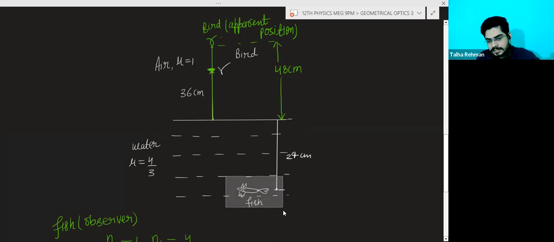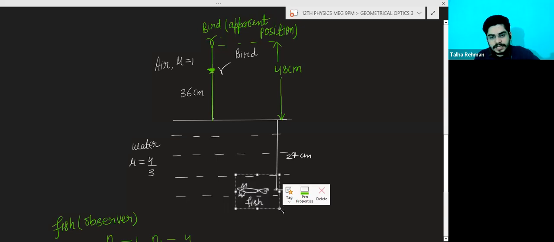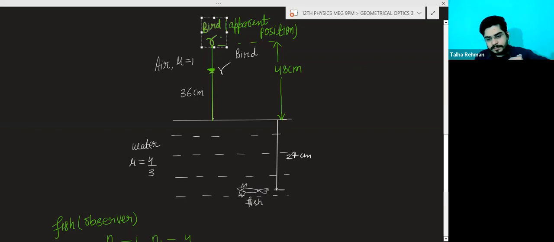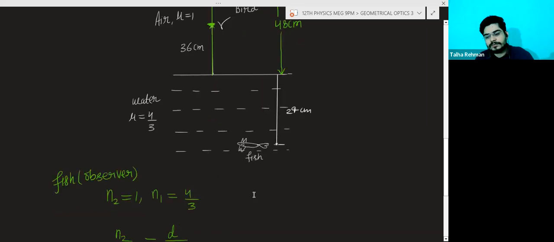But for the fish, due to the refraction, the bird is here. So the fish will observe the bird here at this position. And what is this position? 48 plus 24 with respect to fish.